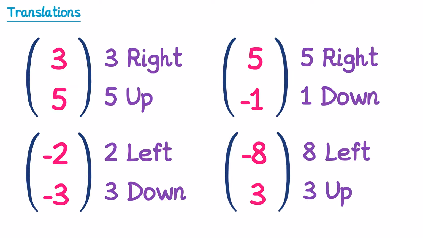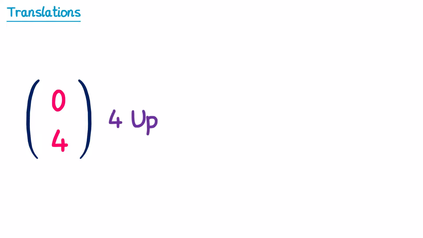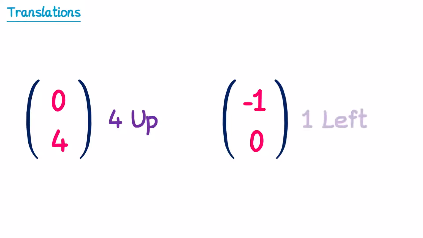And we'll have a quick look at 2 more vectors. So this one here, which is 0, 4. Since the top number is 0, we don't need to move left or right at all, so we only need to consider movement up or down. The bottom number is positive, so this one means to go 4 up. And for this vector here, negative 1, 0, negative 1 on the top means to go 1 to the left, and the 0 on the bottom means we don't need to move up or down at all, so this vector is just 1 to the left.